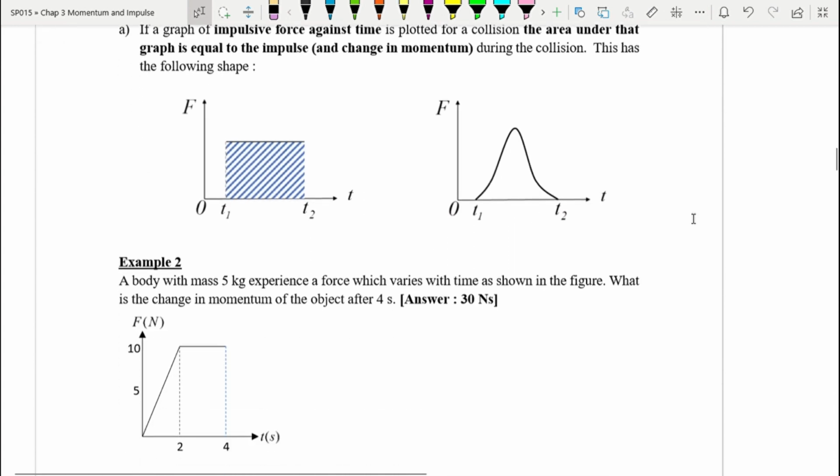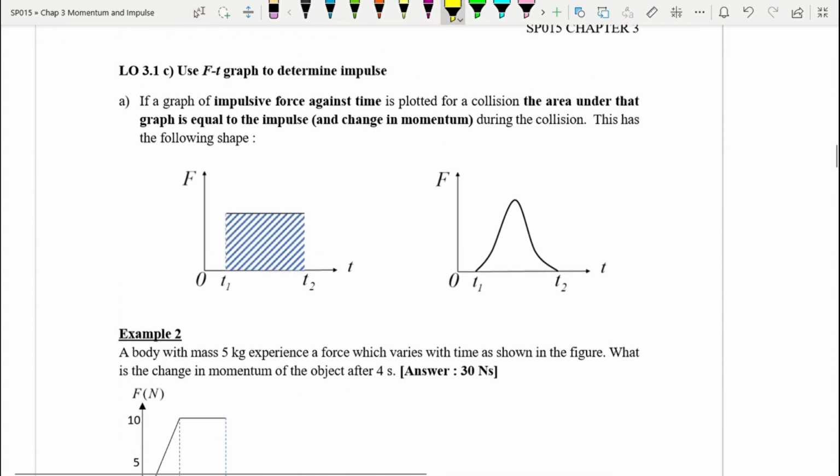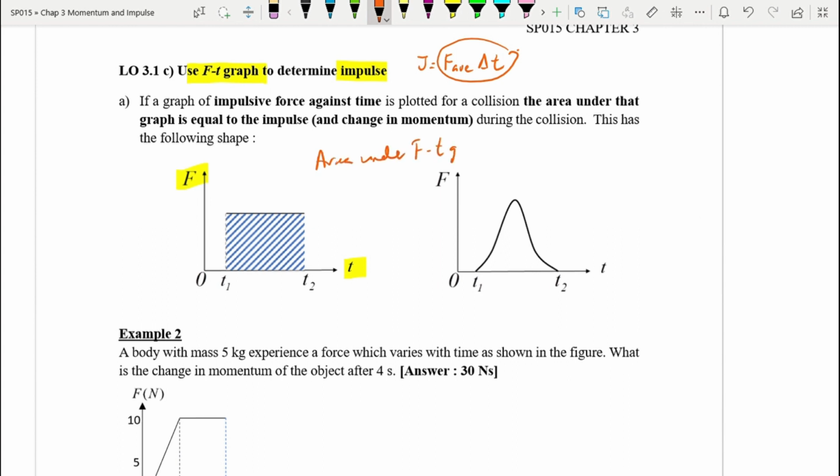Okay, next adalah graph of F against T. Okay, macam mana kita nak cari impulse menggunakan graph F against T. Okay, ingat formula impulse dia mesti F average times delta T. So maksudnya kalau kita plot graph F against T, kita kena darab, bermaksud kita kena gunakan area under the graph. So area under FT graph will represent impulse. Okay, sebab area yang selalunya kita darabkan time darab dengan force, F darab dengan T kan dapat impulse.